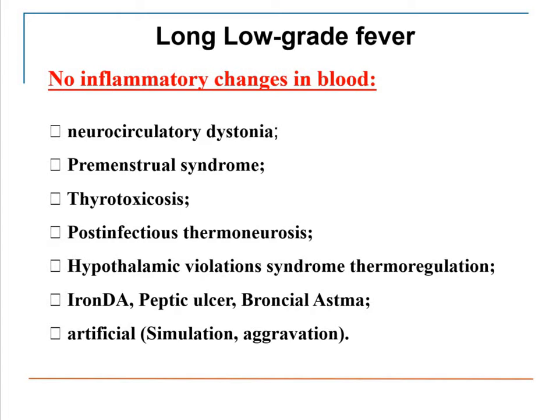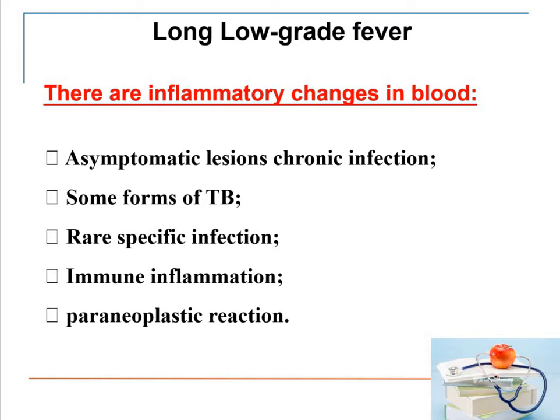And of course, artificial fever in patients with simulation or aggravation. The second group of patients, the group with inflammatory changes in blood. Etiological factors or diseases: of course, it could be asymptomatic lesions of chronic infections, some forms of tuberculosis, rare specific infection, immune inflammation, and paraneoplastic reaction.